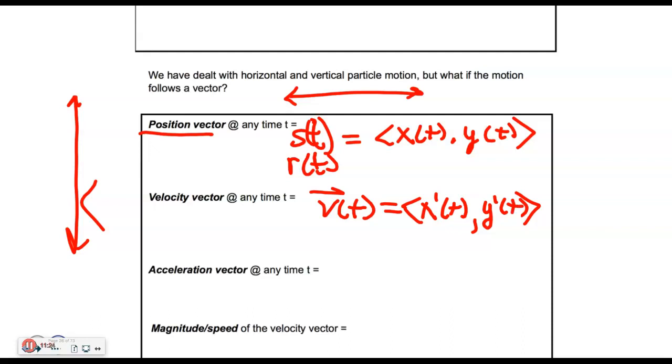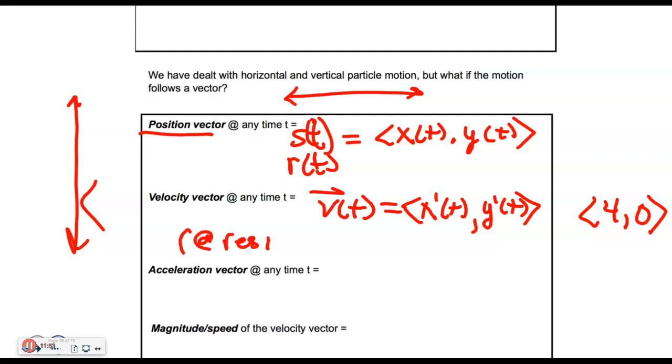So if they ask you at what time is the particle at rest, you're used to setting the velocity equal to 0, correct? Now you just have two components of it you have to set equal to 0. Because if your velocity is like this, it does not mean you're not moving. It means you're moving at a speed of 4 to the right and not at all vertically. So it means you're moving only horizontally. Does that make sense? You might want to write that on here.